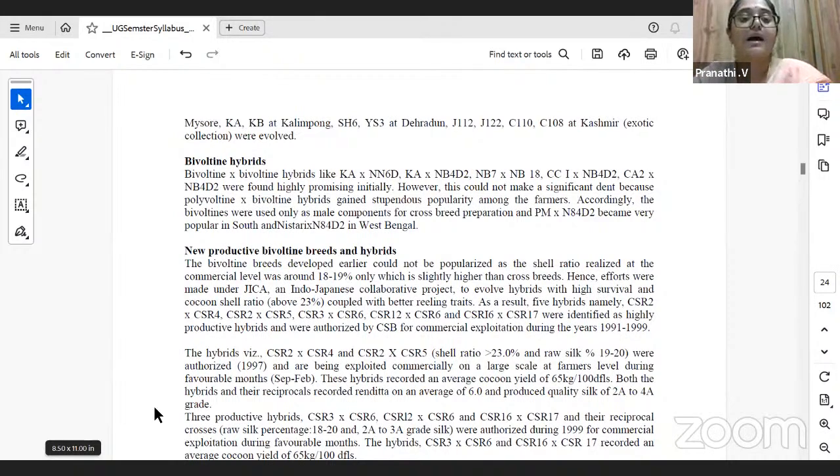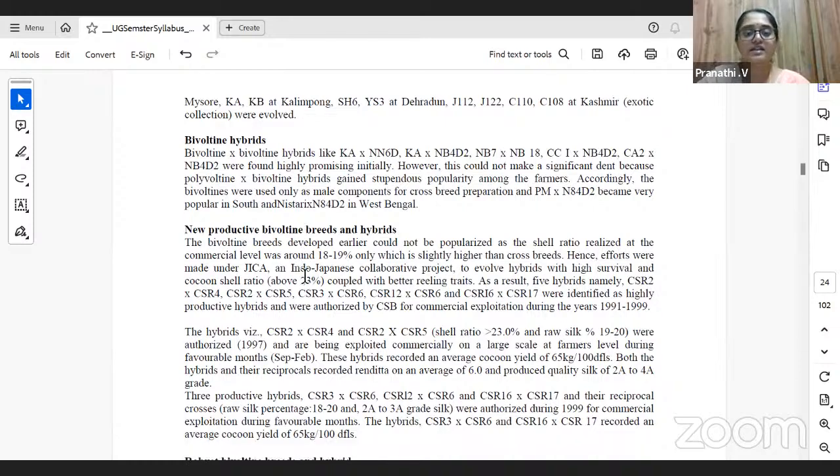Bivoltine hybrids crossed with pure bivoltines, like Ka into NN60 and other types, were initially found to be very good, but then significantly it did not make much of a difference as compared to your polyvoltine bivoltine hybrids that were there, because they were much more qualitatively and quantitatively better as compared to bivoltine crossed with bivoltine hybrids.